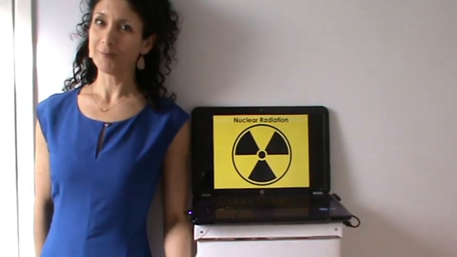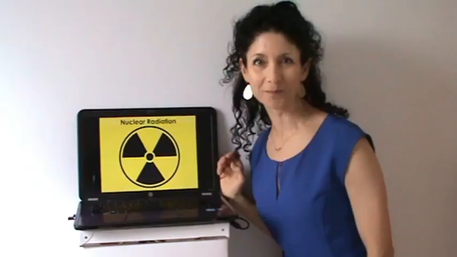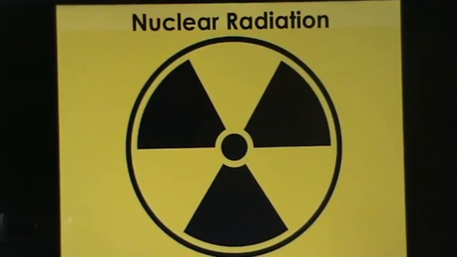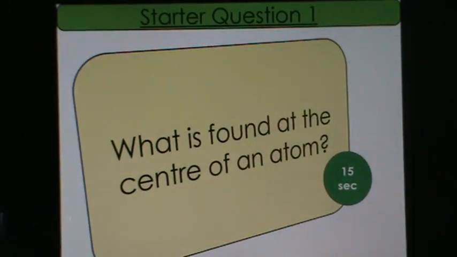Team. Today we're going to be learning about nuclear radiation, a physics topic. Curious? Question 1. What is found at the centre of an atom?